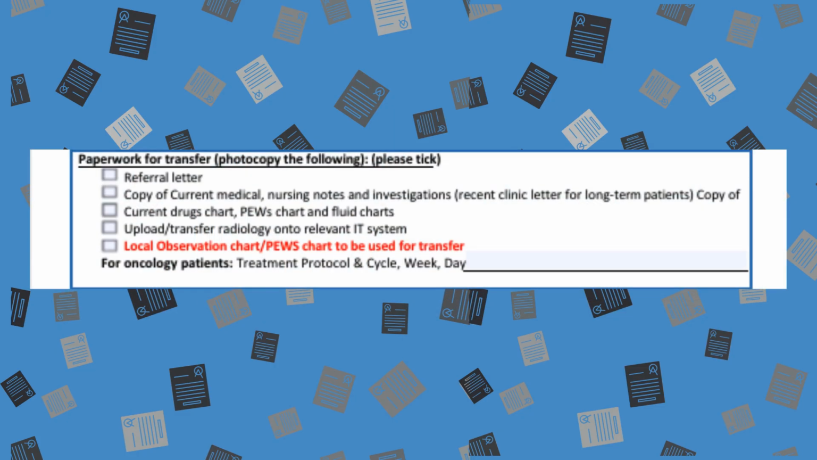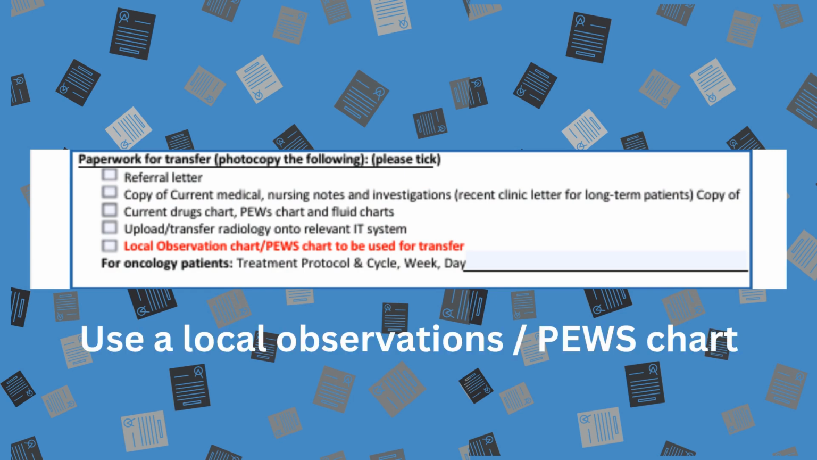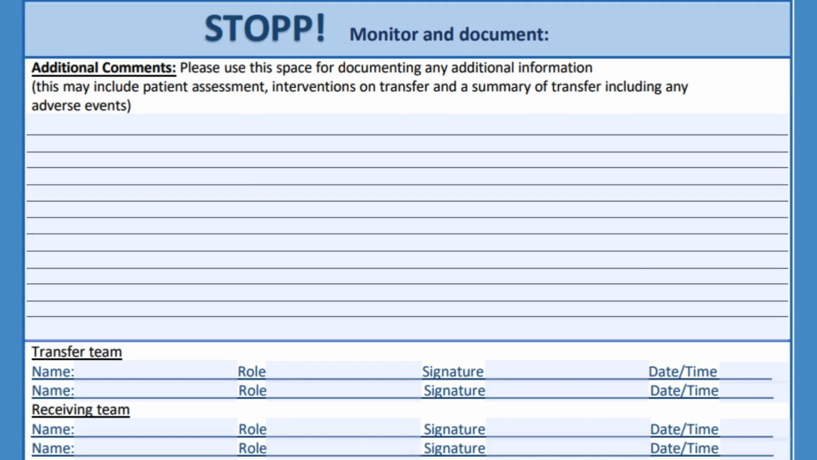Finally, there is a checklist for paperwork needed for transfer. This includes a local observation or PEWS chart to be used by nursing and medical staff during transfer. It is important that this is a local document for the transferring team, as familiarity enhances safety. The bottom of page 4 gives space for clinical notes to be written about the transfer as you stop, monitor, and document. This may include patient assessment, interventions on transfer, and a summary of the transfer, including any adverse events.